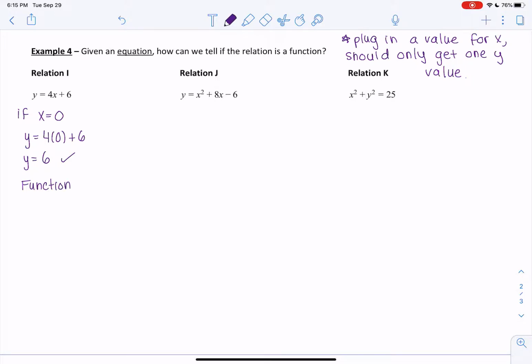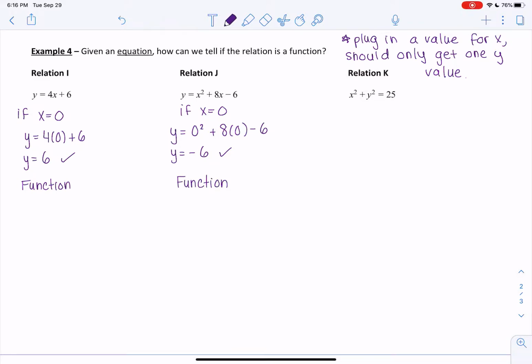Next, we have y equals x squared plus 8x minus 6. So I start by subbing in a value for x. Again, I'm going to use x equals 0, just because it will make my algebra easier. So I have y equals 0 squared plus 8 times 0 minus 6, which will give me -6. And again, that's only one value, so I know this is a function.